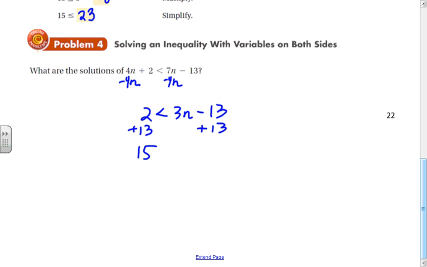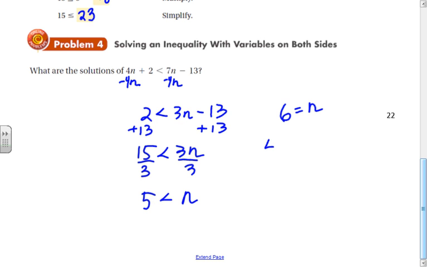And we get 15 is less than 3n, and dividing by 3, we get 5 is less than n. And so I never multiplied or divided by negative, so I didn't have to worry about the sign reversing. So any number that is greater than 5 should be a solution. So let's just try 6. See if that's a solution if n equals 6.